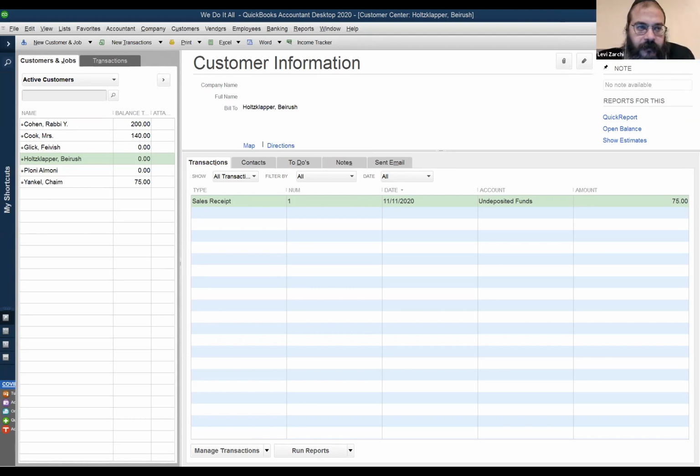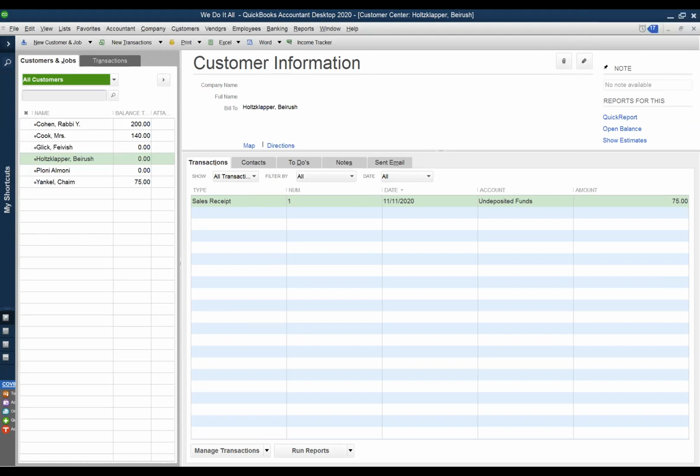You have to go to active customers and all customers. When you go to all customers, you'll see someone else. You see Holtz here, and you go into him. But right here, Holtz is 0. Of course, it's 0. They don't owe you anything. But if you go into their name, you'll see that there's a sales receipt.